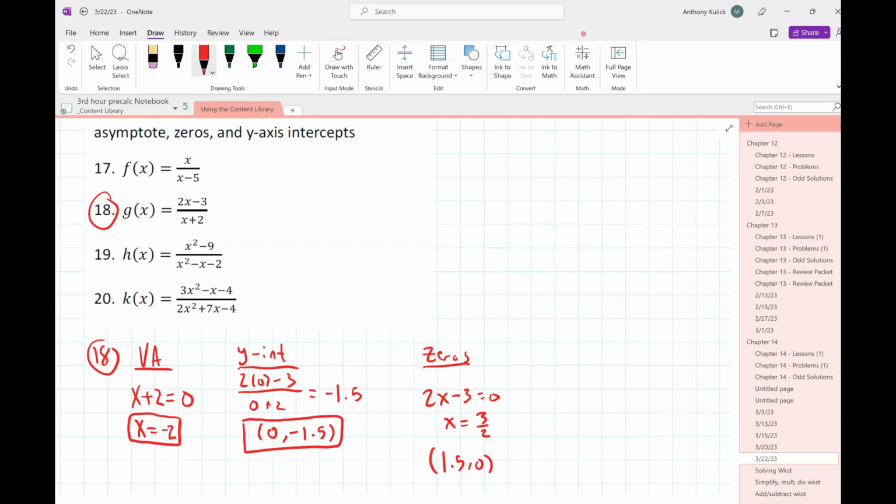So I have that. Then my horizontal asymptotes or slant asymptotes. I need to look at the degree. So that's a degree 1 over a degree 1. Yeah, very good. So when the degrees are equal, it's the leading coefficient of the top divided by the leading coefficient of the bottom. That's going to be y equals 2.